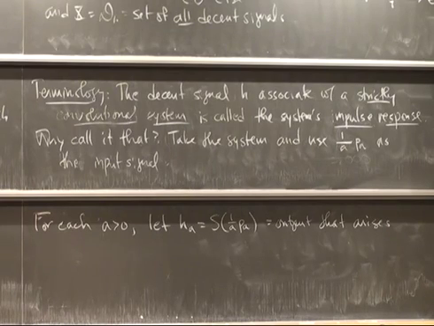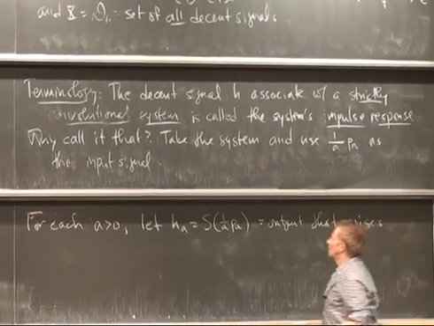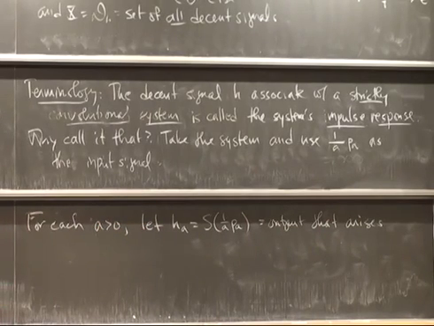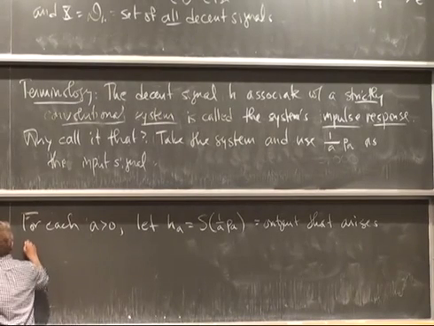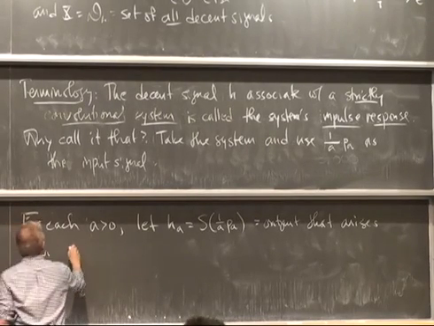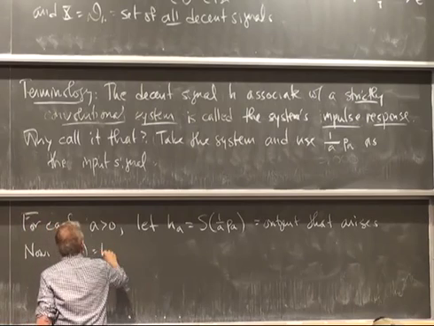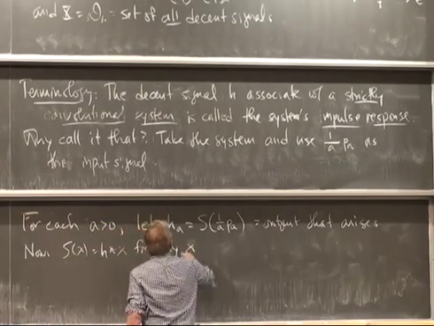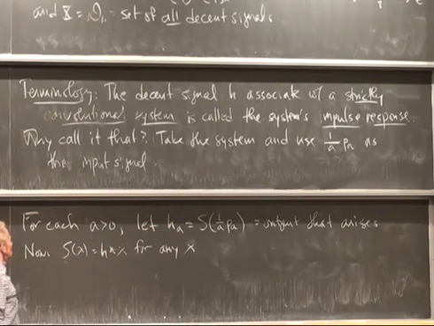Now remember, we're talking about a strictly convolutional system. So the output corresponding to any input is h convolved with that input. So now, S of x equals h convolved with x for any x, because it's a strictly convolutional system.